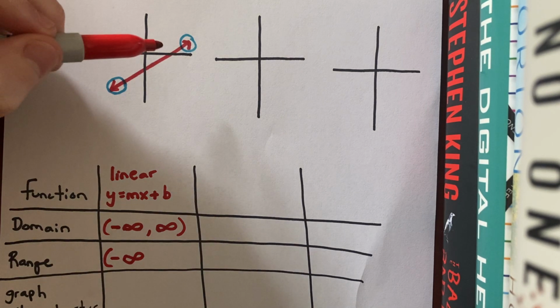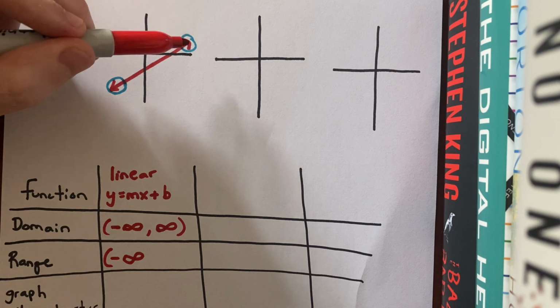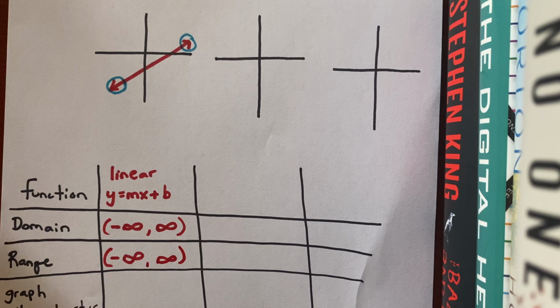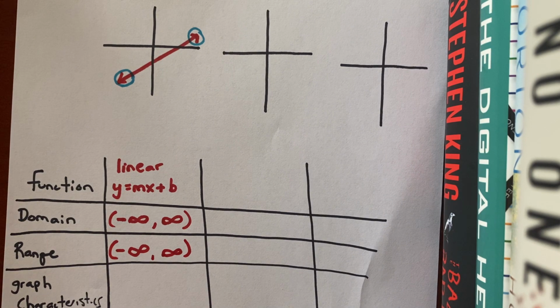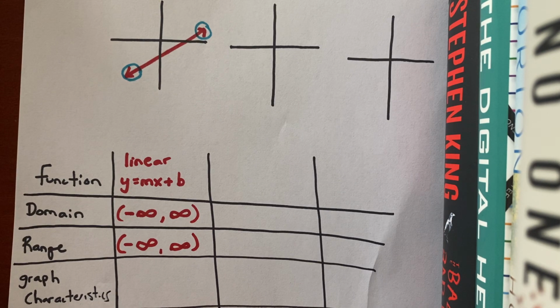All right, and then now I'm going up. I'm going to figure out how high this is going to go. I run into another arrow. It is going to keep going up forever. So it's going towards positive infinity. All right, every single linear function has a domain of all real numbers and a range of all real numbers. Every single one of them can never be differentiated from that. It's always that.